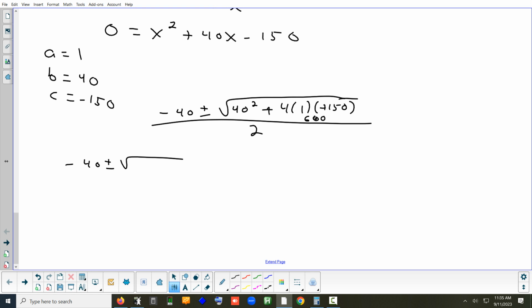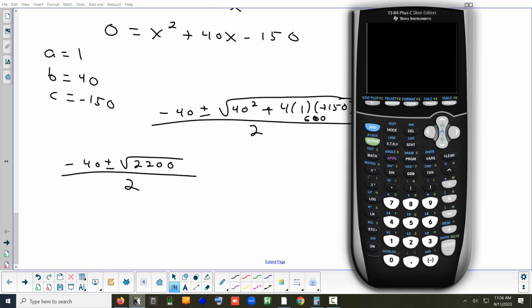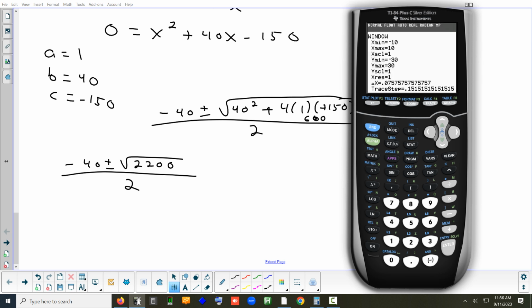1600 plus 600 is 2200. And we're just going to round that off, so there's no reason to really try to simplify that square root. I would just type it in on the calculator and see what you get. So I'm going to do it this way: the square root of 2200, then plus the negative 40, and then divide it by 2.